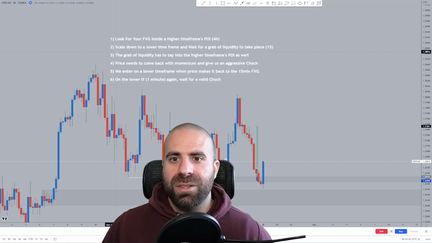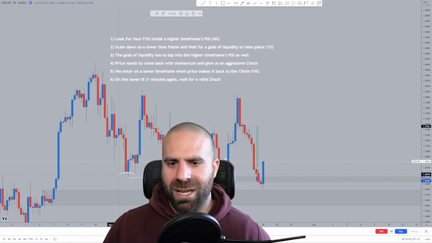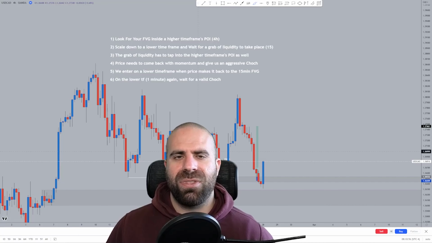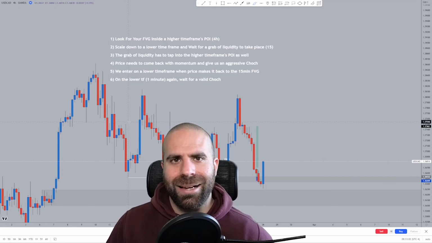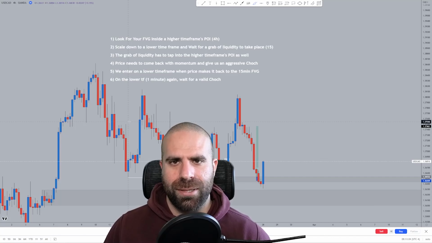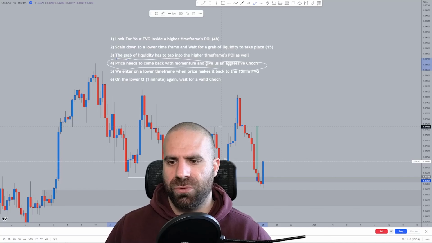Number 3, the grab of liquidity has to tap into the higher time frame's POI as well. So when we grab the liquidity, we need to tap into the higher time frame's point of interest as well. If this does not happen, this means that price is gonna come, retrace and take even more liquidity until we tap into our point of interest. Number 4, price needs to come back with momentum and give us an aggressive change of character.